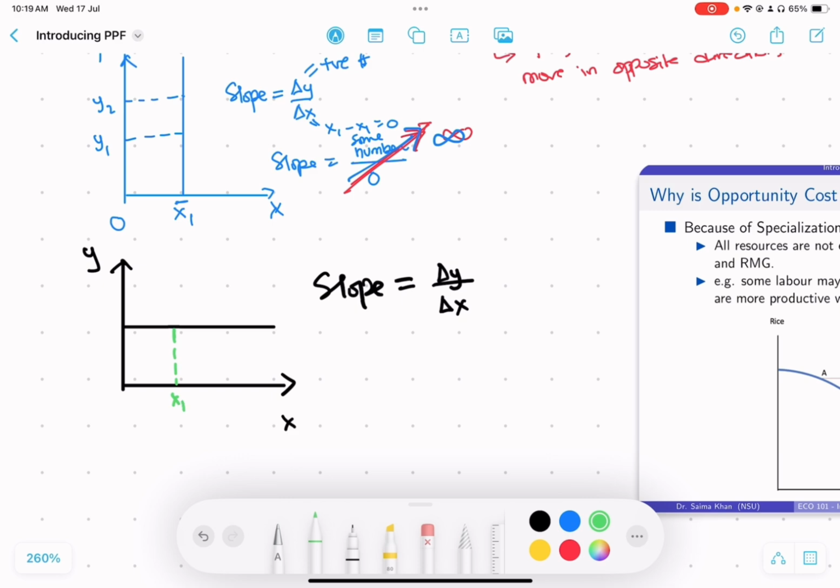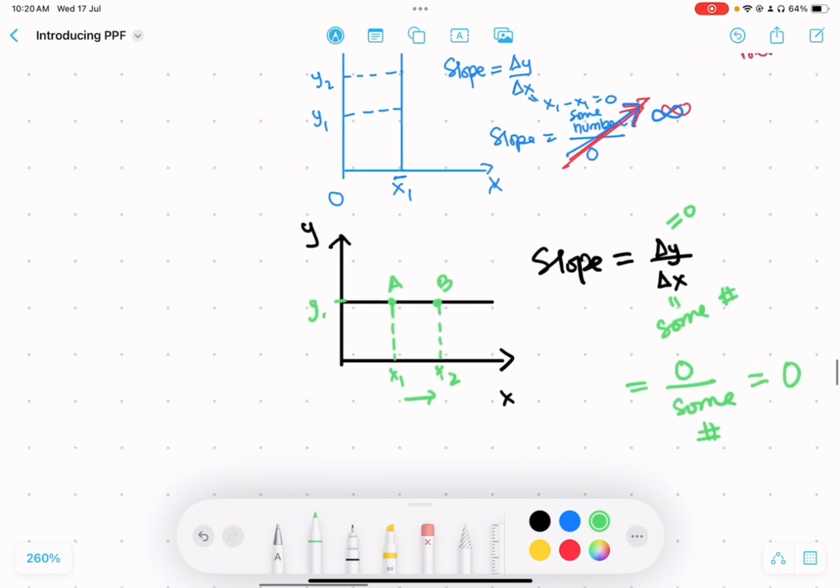So the change in x, the x is going up. What about y? Y actually doesn't change. Whether you are at this point A or at this point B, the y value is the same. So change in y is 0 and change in x is some positive number. So essentially you have 0 divided by some number, and 0 divided by any number is 0. So when you have a horizontal slope, the slope value is 0.